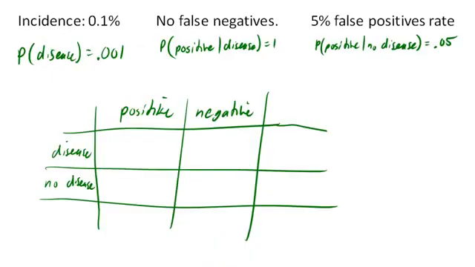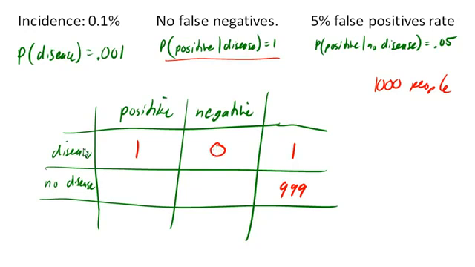So to think about this most simply, let's imagine that we have 1,000 people. Now, because the disease incidence rate is 0.001, or 1 out of 1,000, then that tells me that out of these 1,000 people, one of them will have the disease, and 999 of them will not have the disease, on average. Now, if they have the disease, we know that they're going to test positive, and so this one person is going to have a positive test result. There are no people who have the disease and test negative.